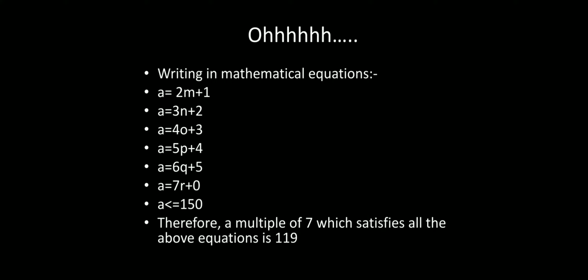Okay, so a multiple of 7 which satisfies all the equations from the first one to the last one will be 119. You can give it a look, solve it, and you can find it. Okay, so let's move further.